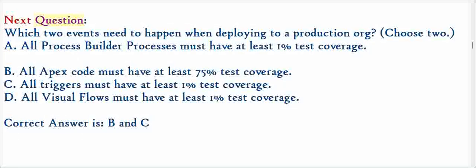Next question. Which two events need to happen when deploying to a production org? Choose two. A. All process builder processes must have at least 1% test coverage. B. All Apex code must have at least 75% test coverage. C. All triggers must have at least 1% test coverage. D. All visual flows must have at least 1% test coverage. Correct answer is B and C.